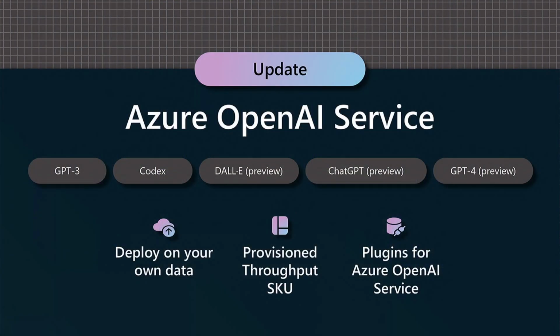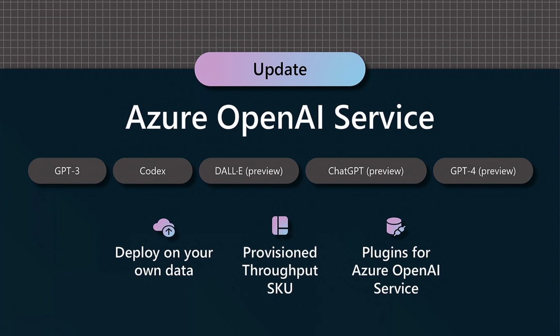You'll hear about these throughout the week. I just want to call them out real quick. So, Azure OpenAI Service updates: deploy on your own data. That's this sort of enterprise ChatGPT that you've been seeing. With just a few clicks, you can get something up and running. Really cool, fantastic work by the team.